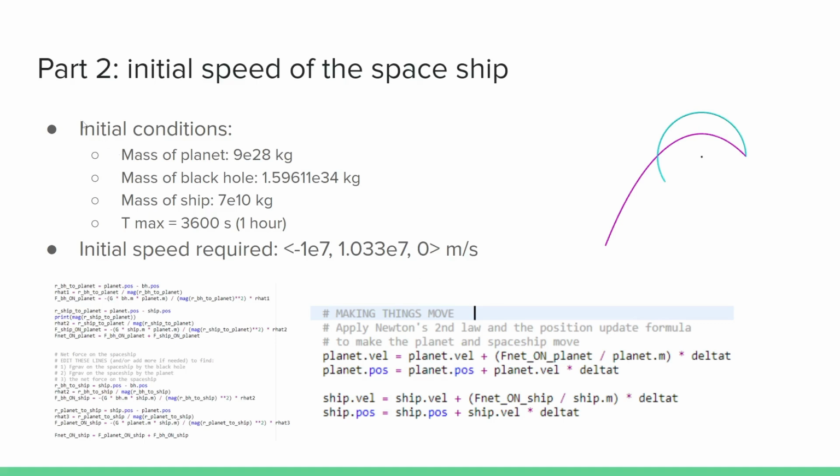Part 2. Here are the initial conditions again, and in this code I'm isolating the systems to get different components of the force acting on the spaceship, and then I use the velocity and position update formulas to find the ship's trajectory used in the graph. Then, through the guess and check method, my initial speed came out to be negative 1.032 e to the 7th meters per second.